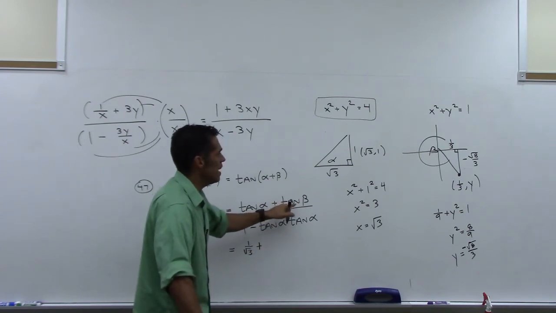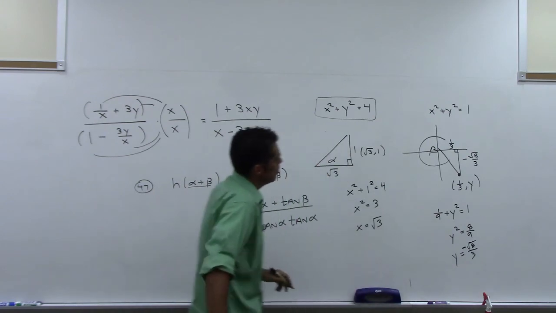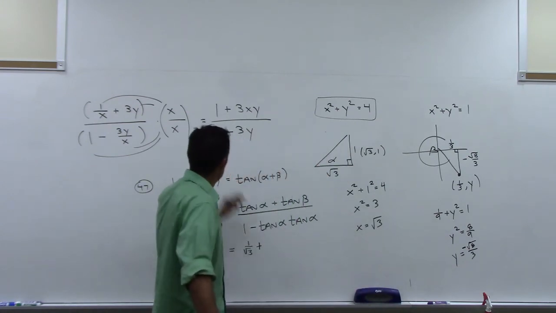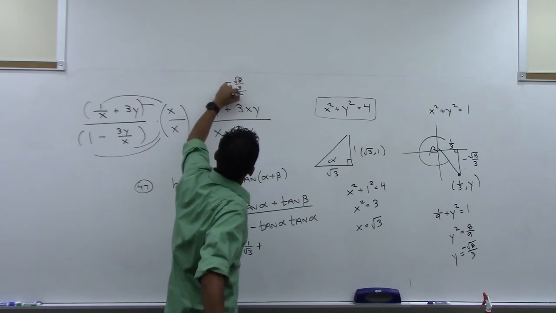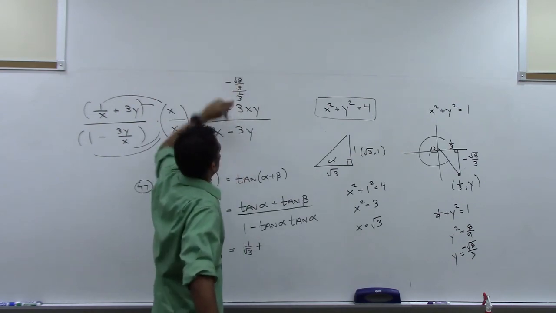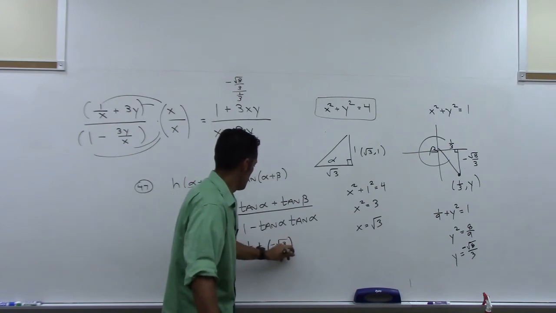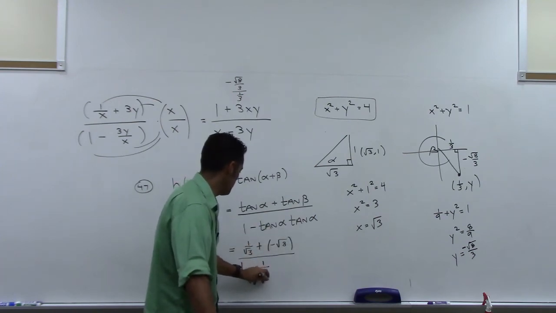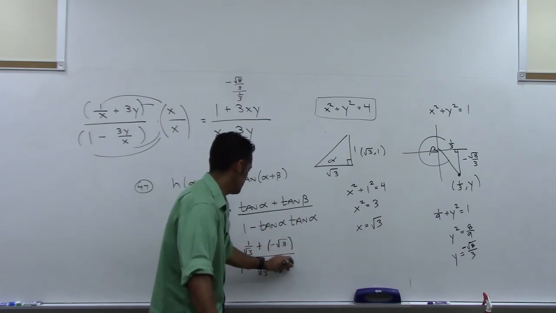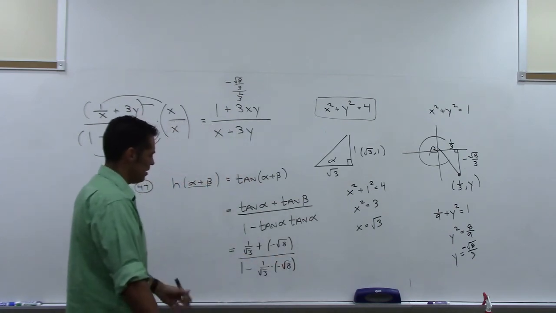plus tangent of beta, which is this over this, which should just give you negative root 8/3 over 1/3, and then the 1/3 flips up, the 3's cancel, you just get minus root 8. Then over 1 minus the same things but multiplied. So 1 over root 3 times negative root 8. And that's it. I'll just leave it like that.